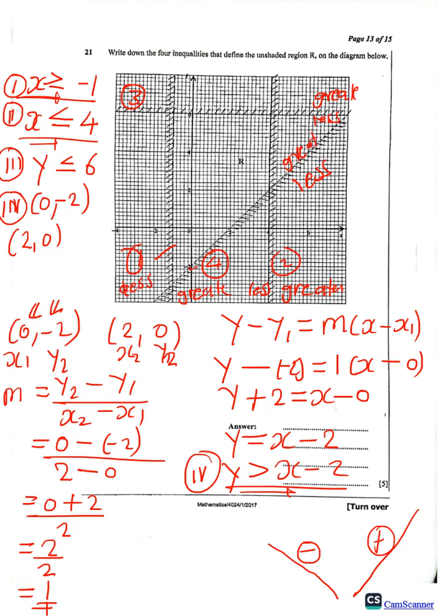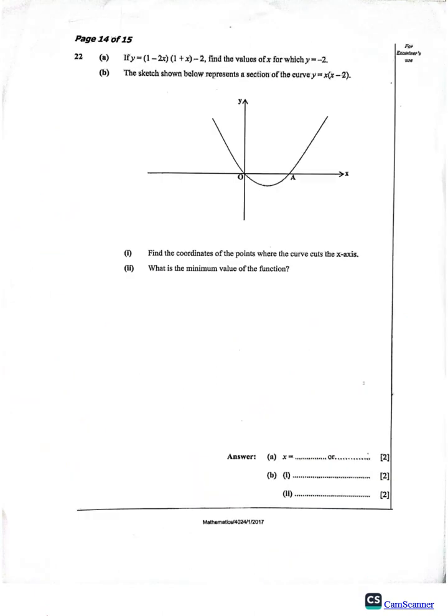Now let's move on to question 22. Question 22: if y is equal to that, find the value of x for which y is equal to negative 2. So we have been given this equation. The equation is y is equal to 1 minus 2x, then 1 plus x.